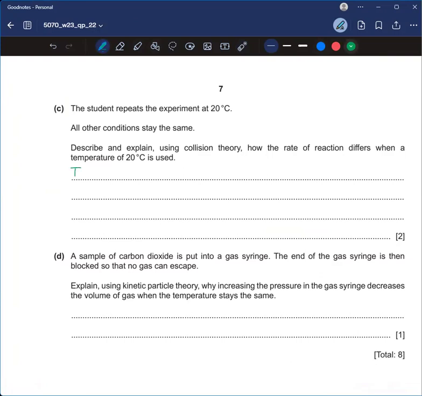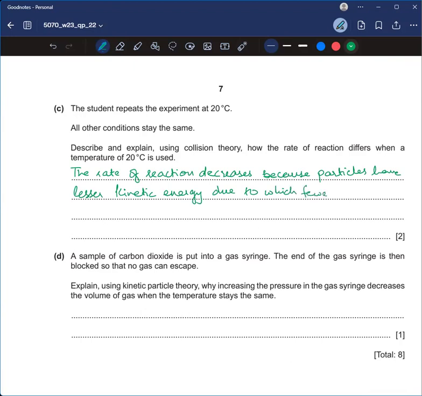So I must write that rate of reaction decreases because particles have lesser kinetic energy, due to which fewer successful collisions take place. All right.